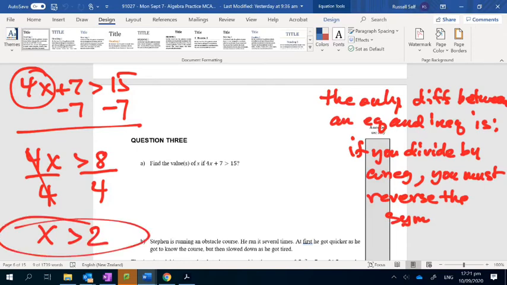No, so nothing is going to happen to that symbol. If you divide by a negative, the symbol flips over. When I did this question, if your answer is 1, then you got it wrong. 8 divided by 4 is 2, not 1.